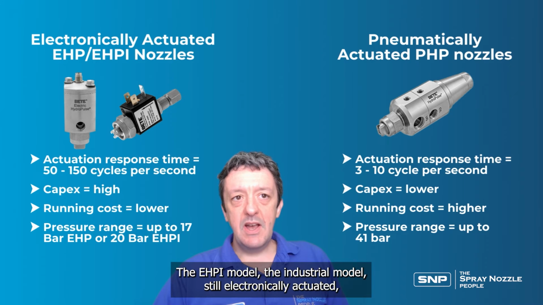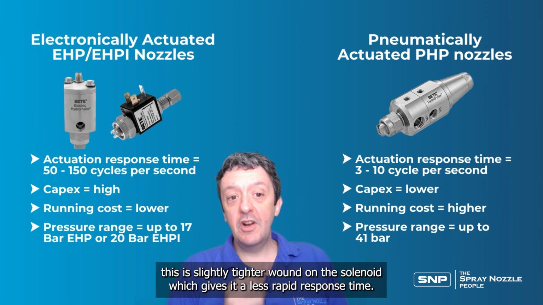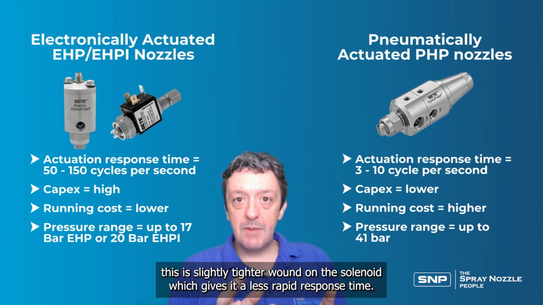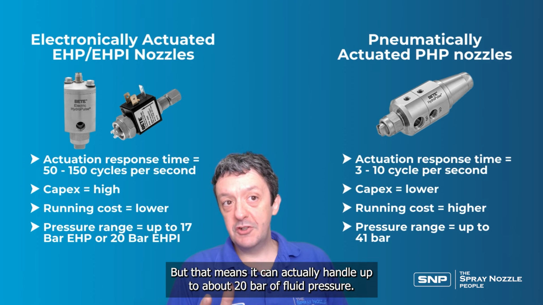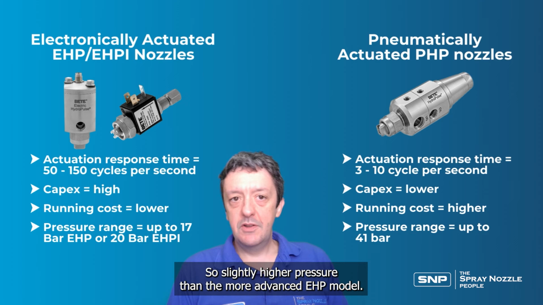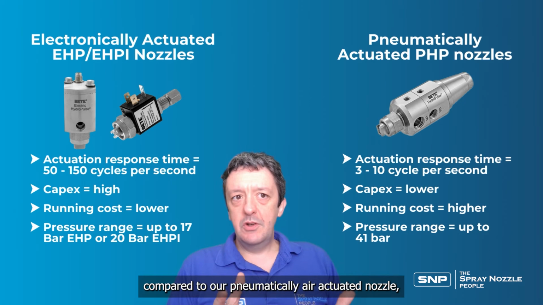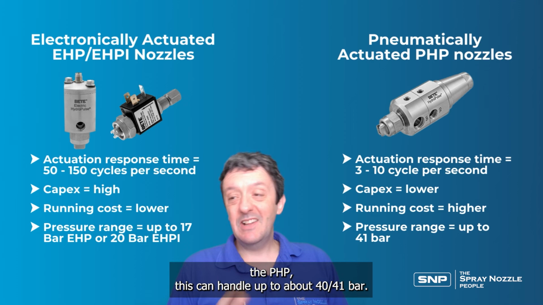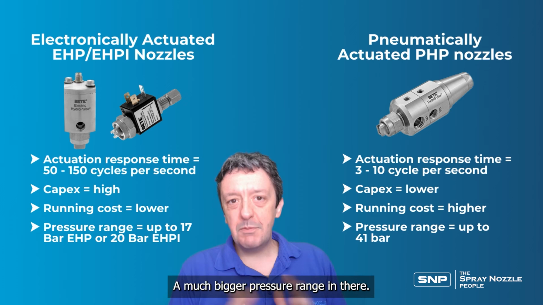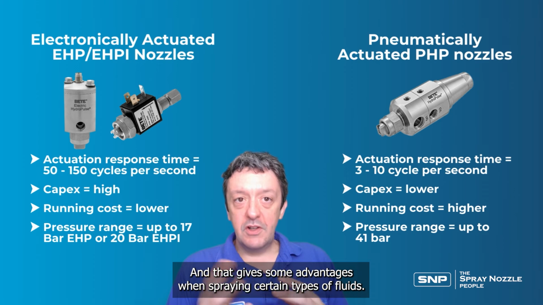Now, the EHPi model, the industrial model, still electronically actuated. This is slightly tighter wound on the solenoid, which gives it a less rapid response time, but that means it can actually handle up to about 20 bar of fluid pressure, so slightly higher pressure than the more advanced EHP model. Now, let's look at that compared to our pneumatically air actuated nozzle, the PHP. Now, this can handle up to about 41 bar, much bigger pressure range in there, and that gives some advantages when spraying certain types of fluids.